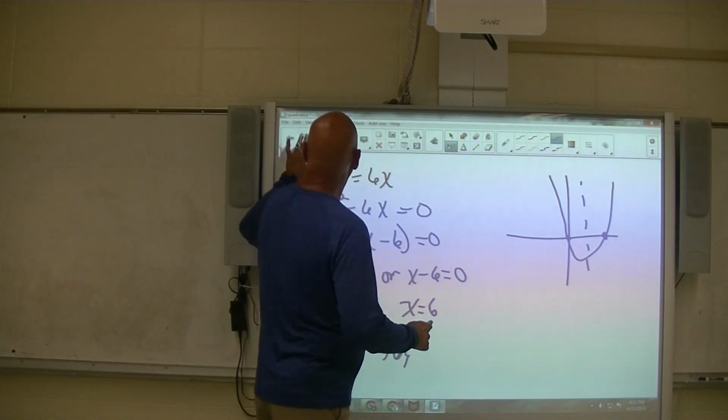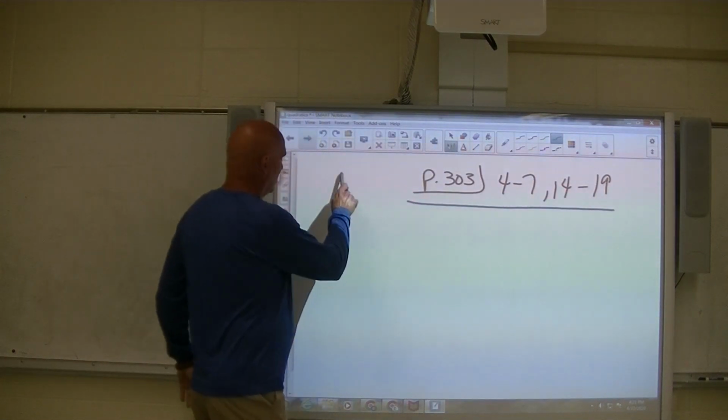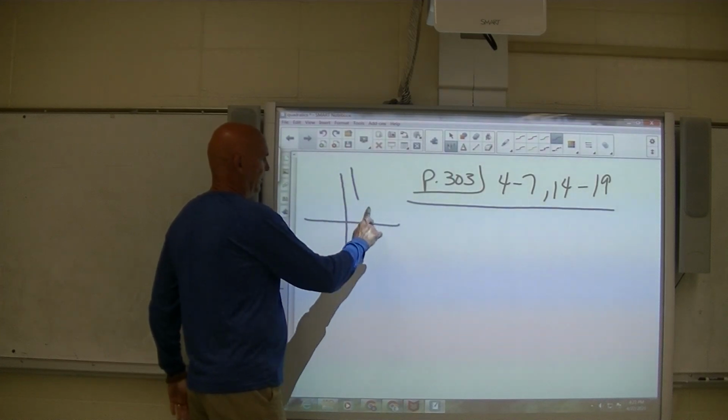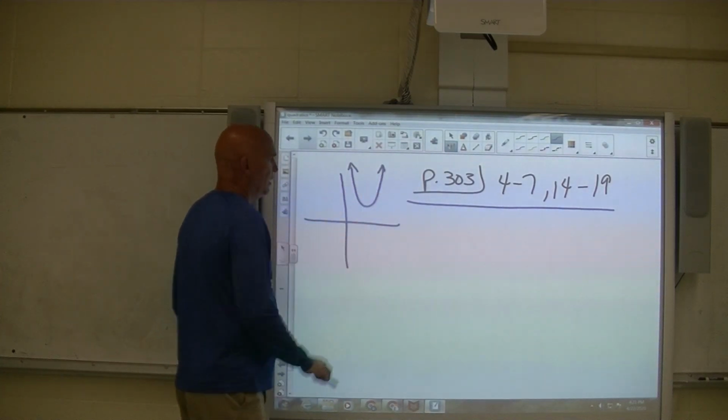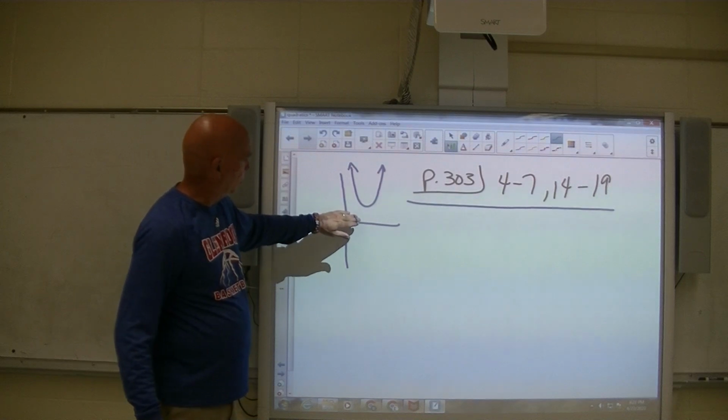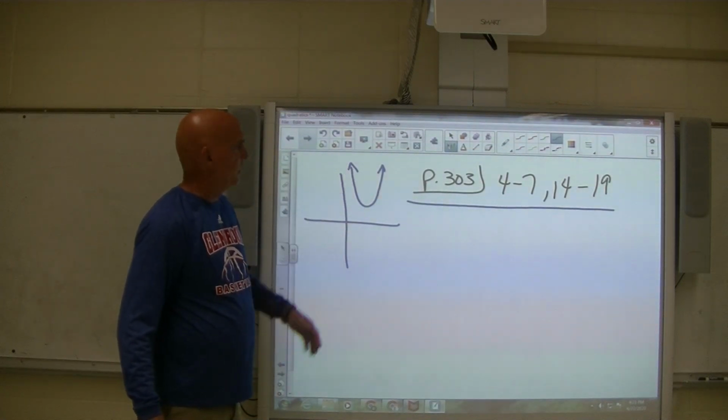By the way, don't forget, if you ever come out with something on your graph that looks like this, and I'm sure there will be some on there, then the answer is the empty set. There's no solution, okay? If it never hits the x-axis, there's no solution.